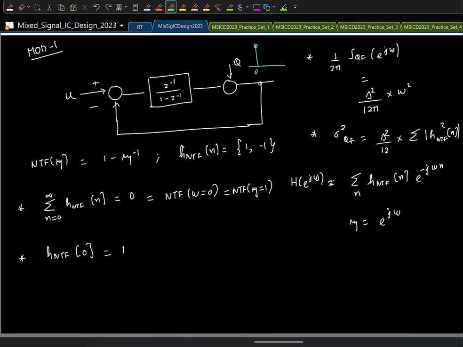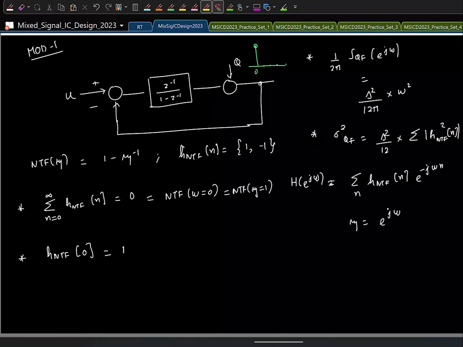I'm applying an impulse at n equal to 0 on this, right? See, the output here is basically this impulse, this signal, plus this guy, right? That's all. So if I'm interested in the first sample, I should basically see what is the first sample here and the first sample here, right?